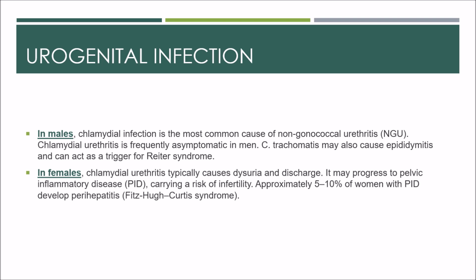In males, chlamydial infection is the most common cause of non-gonococcal urethritis, also termed non-specific urethritis. It should be noted that the term non-specific urethritis is sometimes used to mean urethritis in which both gonococcal and chlamydial infection have been ruled out. Chlamydial urethritis is frequently asymptomatic in men. Chlamydia trachomatis may also cause epididymitis and can act as a trigger for Reiter syndrome.